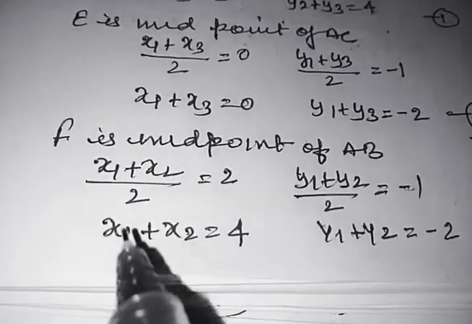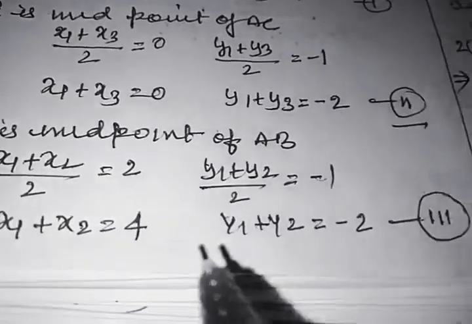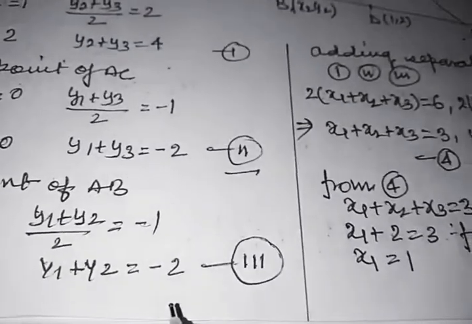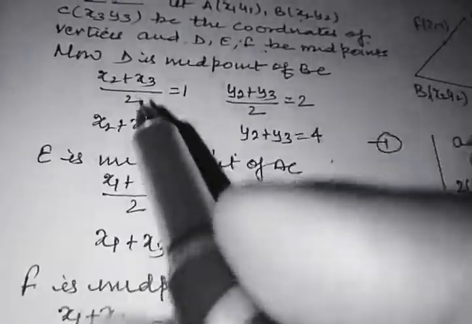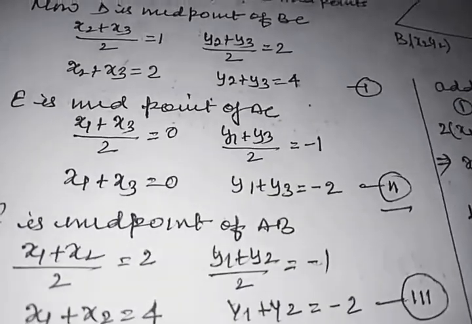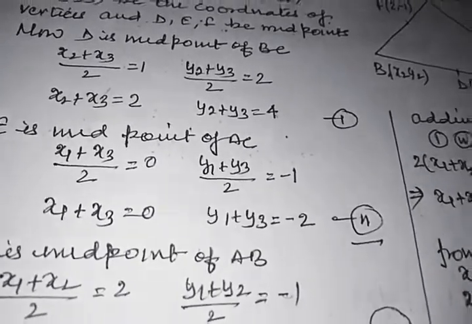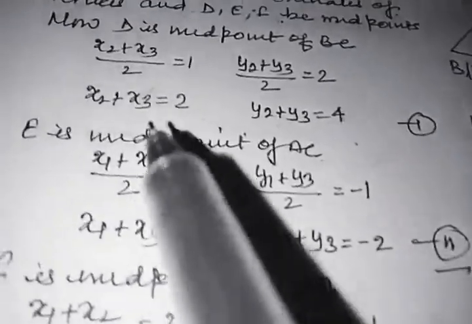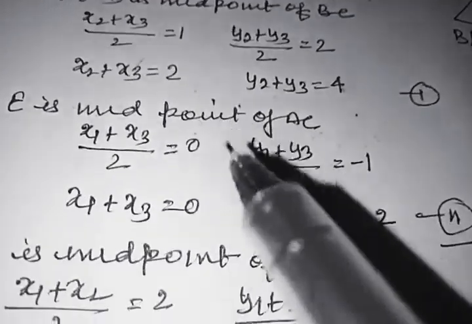So it is here. x1 plus x2 is equal to 4, y1 plus y2 is equal to minus 2. Okay. Now we add all the equations here. Add 1, 2, 3. First you add all those x equations here, then y here. Okay. So adding x here, this and this.